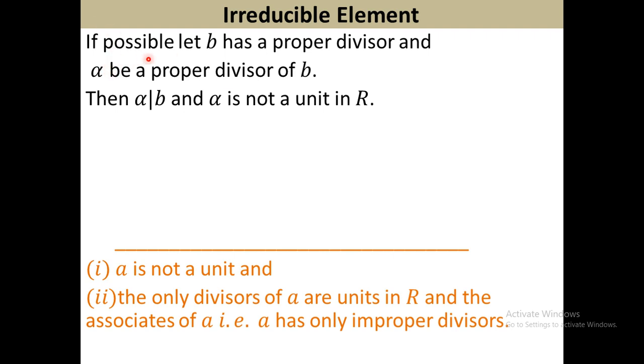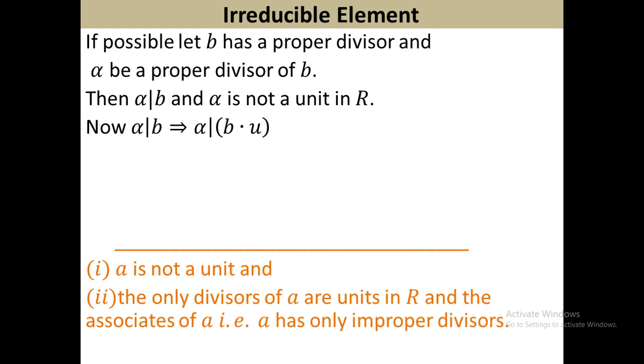So actually we contradict that assumption, because in the second condition you see that if A is an irreducible element, then A has only improper divisors, that is, A has no proper divisor. However, here alpha divides B, but alpha is not a divisor of A. Now you see that since A, B are associates, then B divides A also.